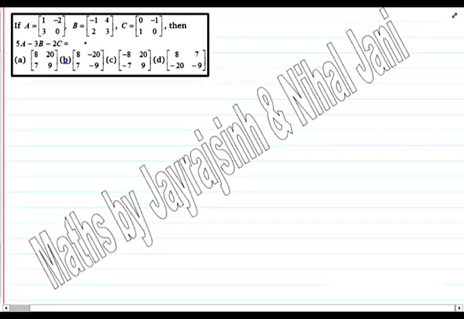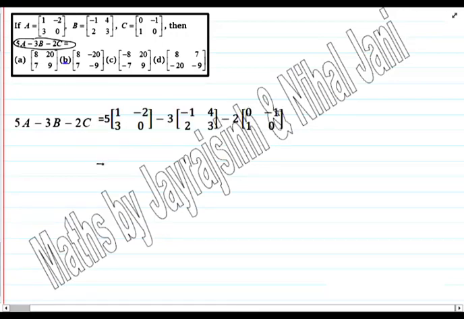Let's quickly move to the next question. If A is 1, minus 2, 3, 0, B is minus 1, 4, 2, 3, and C is 0, minus 1, 1, 2, then we have to find 5A minus 3B minus 2C. First of all, let's put the values of the matrices. Now I suggest let's multiply the constant terms to the matrix. So we have to multiply 5 to each term of the matrix first.